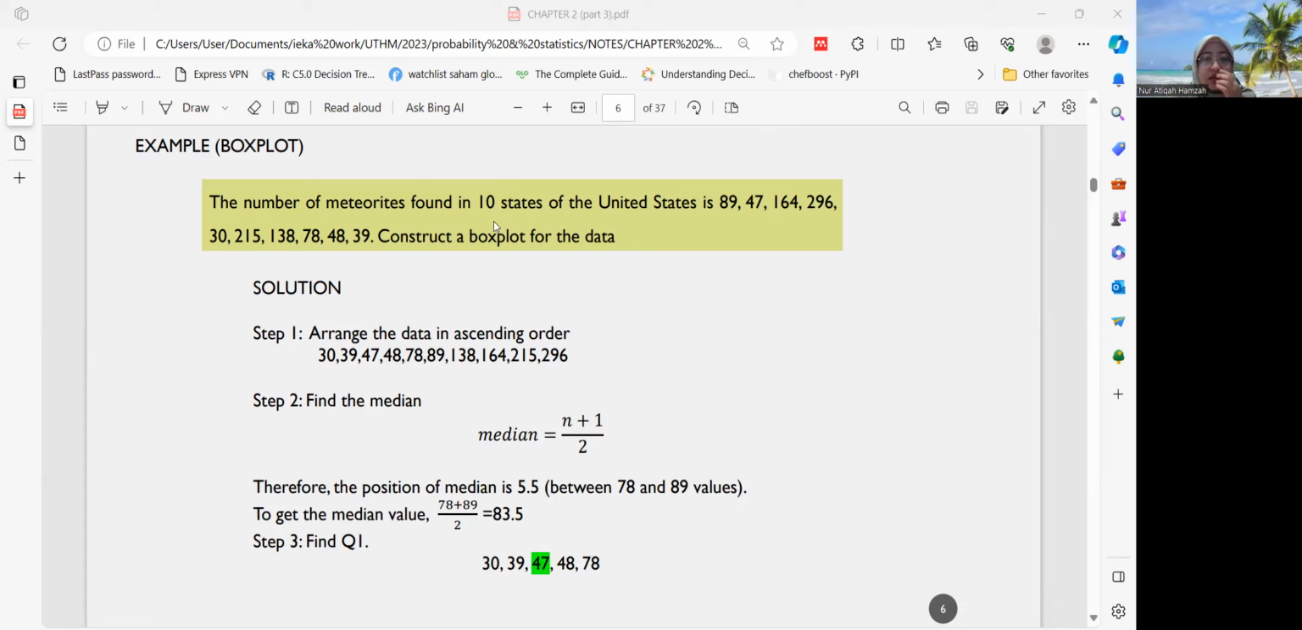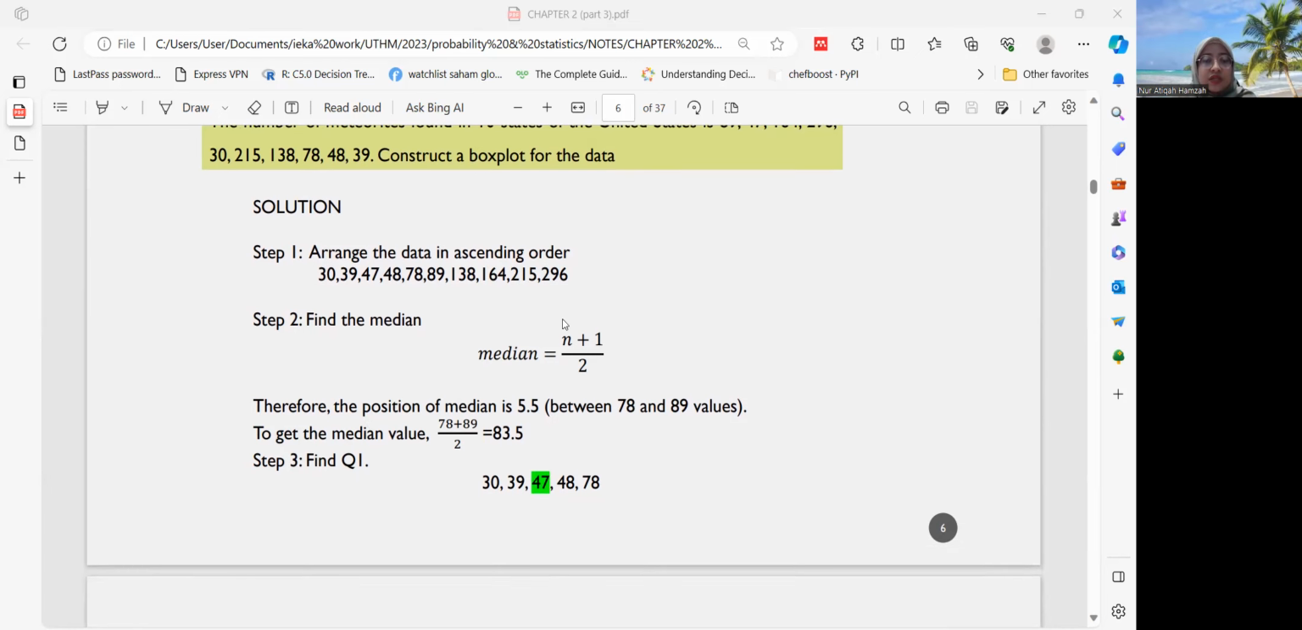When you have this ungrouped data, kalau awak ingat balik, step dia memang you have to arrange this data. So always arrange in ascending order. Then for this ungrouped data, you have to find the median. The location is n plus 1 divided by 2. When you get the value, it is 5.5. Kalau tengok total n kita ada 10 number kat sini, so dia 5.5 ni antara location dia antara 78 dengan 89 ni. So you have to add these two numbers and then divide by 2 to get the exact value of the median. That is for the median.